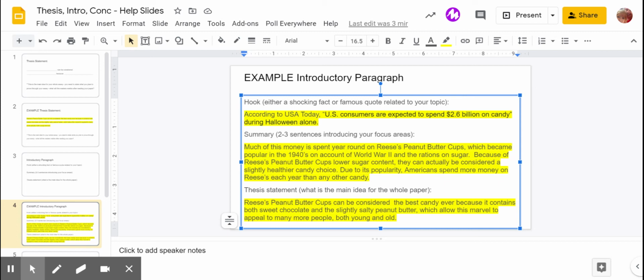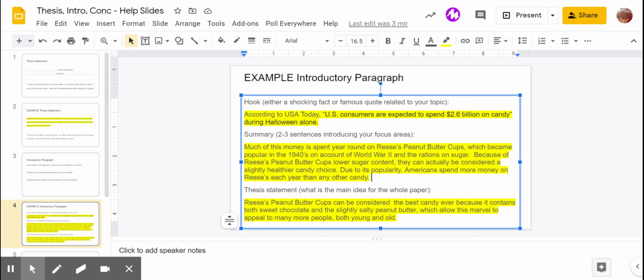Much of this money is spent year round. So I'm referring to the sentence before, if you're wondering why I said that. So much of this money is spent year round on Reese's peanut butter cups, which became popular in the 1940s on account of World War II and the rations on sugar. Now, there you're like, but what is she talking about? Well, I'm going to explain that in my actual essay. This is just an introduction to it.